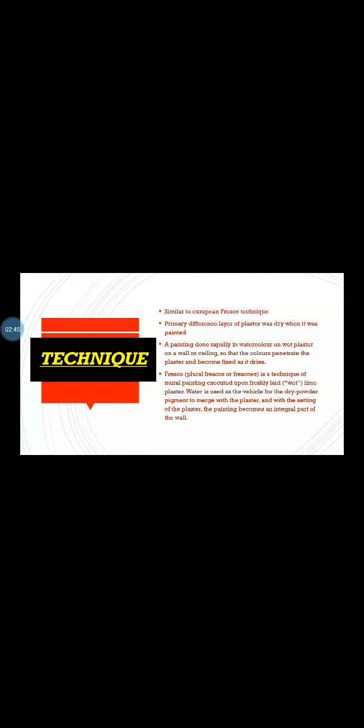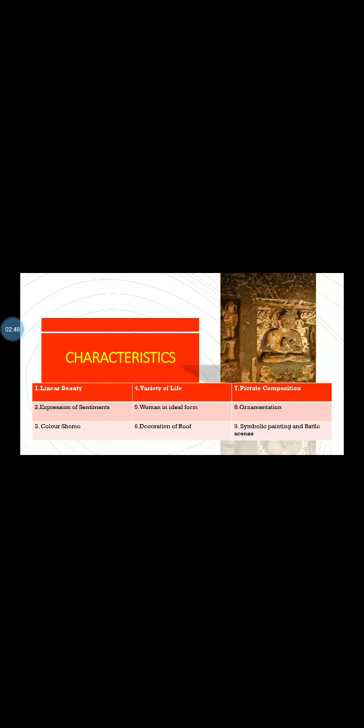You will know better. Now the next one is the characteristics which we find in the Ajanta paintings and sculptures. What are they? First one is the linear beauty, the use of lines. The lines used in the paintings are shown as very flexible and powerful, and through the linear beauty, expressions are shown greatly. Second one is the expression of sentiments, which is the speciality of Ajanta paintings and shows the emotions.